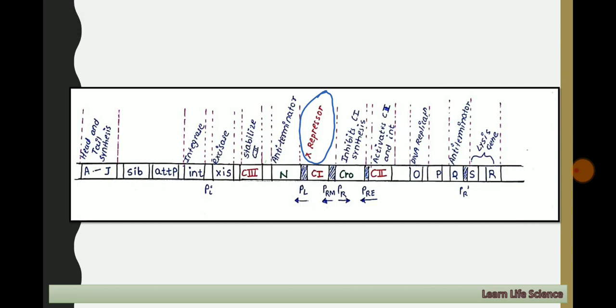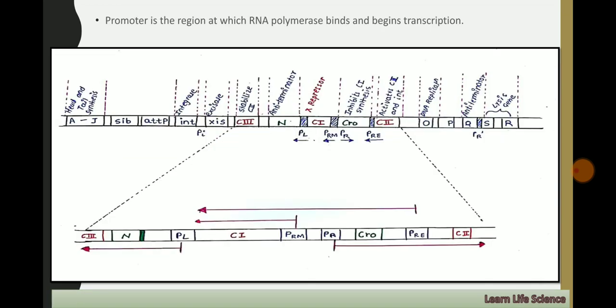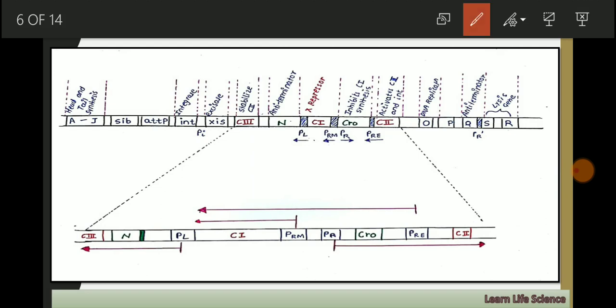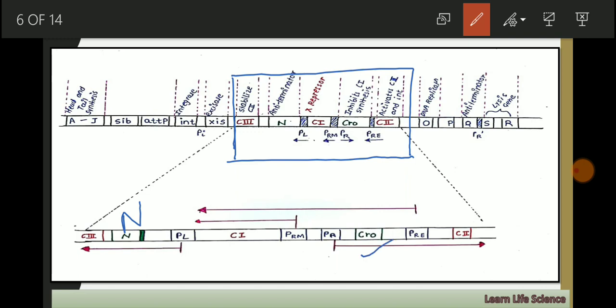Now I am going to make it more zoomed in to get you understand with the promoters. So as I have already told you, promoter is the region at which RNA polymerase will bind and the transcription will begin. Okay, and the structural genes are going to express their specific proteins. So let's start and focus on these main genes. Now you can see here early genes, that is N gene, here is CRO gene, C1 repressor, C2 activator as well as the C3 stabilizer.